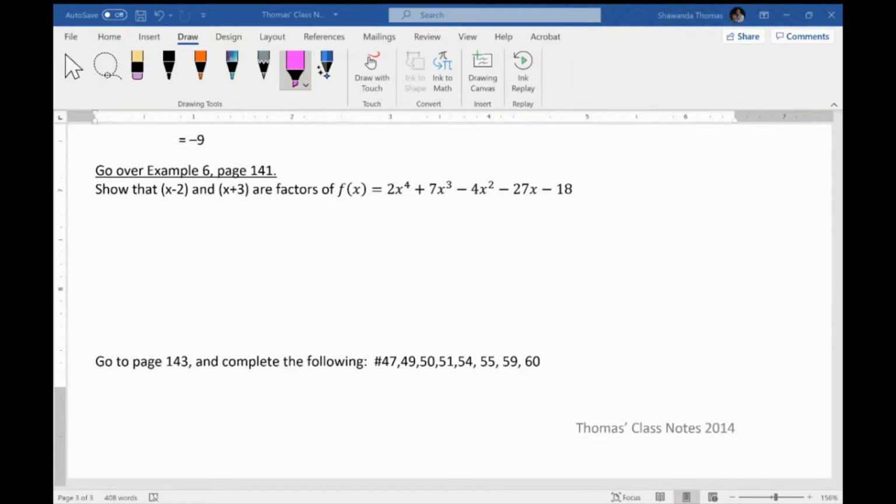27. Leading coefficient. Christina? 2. All right, so 2 is the number attached to the variable with the highest exponent. That's your leading coefficient. All right, if our degree is 4, then we're probably going to have how many solutions?